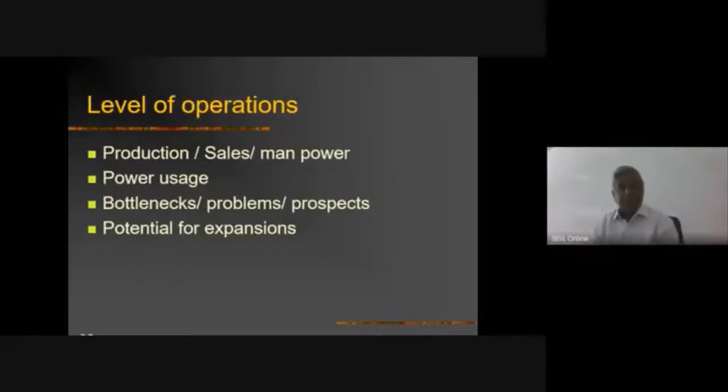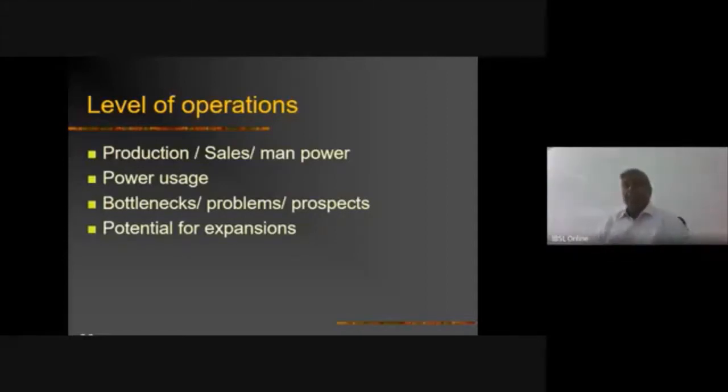Level of operation. Then production, sale, manpower. How is the production? How is the sale? How is the manpower? You have to judge the level of operation. Then power usage, whether it is single phase, double phase or three phase, how is the power usage? Then how many electricity units, what is the electricity bill? Then bottlenecks, problems, and prospects. The bottlenecks, if it is in production, the machinery should be balanced.